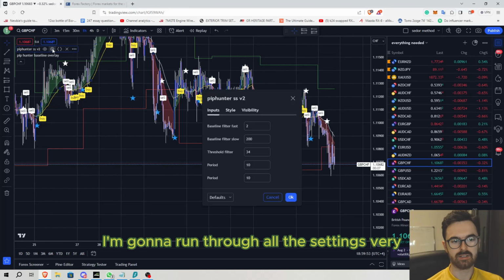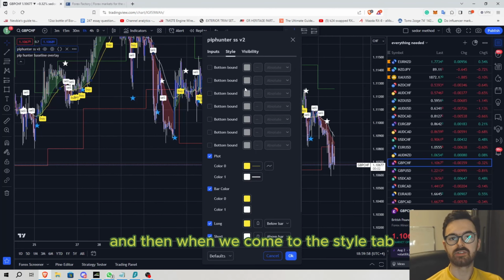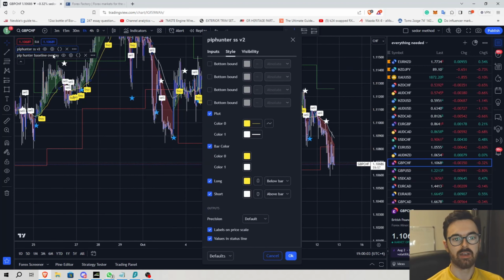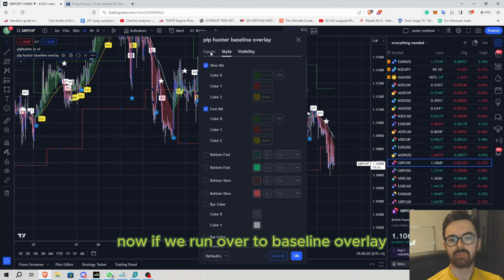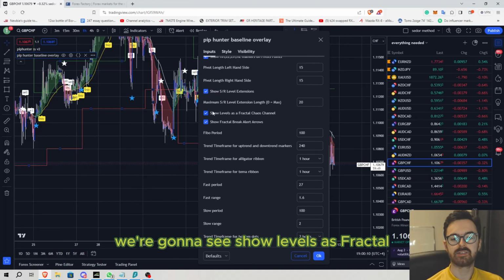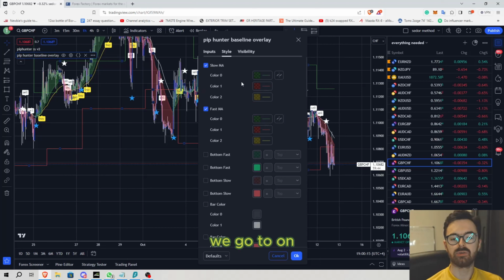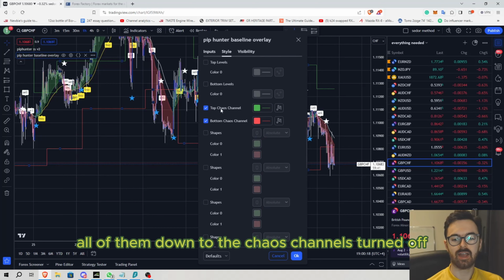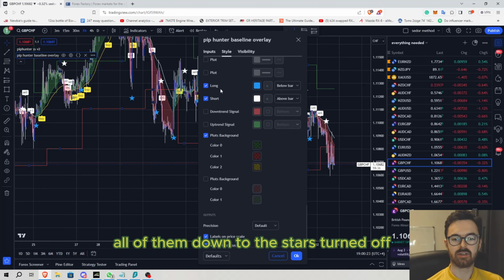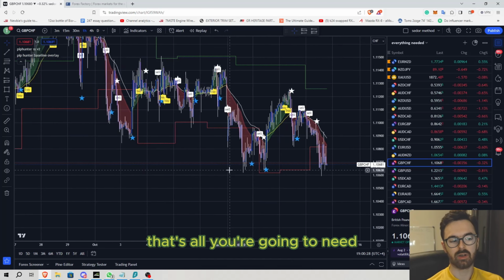I'm going to run through all the settings very quickly. You can see that this is completely default in settings, and then when we come to the Style tab, all we've got is all of these plots turned off and the rest turned on. Now if we run over to Baseline Overlay, you can see that in this box we've got this set to 21. If we scroll all the way down, we're going to see Show Levels as Fractal Chaos Channel turned on. And then in the Style tab, we go to On, all of them down to the Chaos Channels turned off, and then the Chaos Channels turned on. All of them down to the stars turned off, and then the stars turned on, and then this plot right here. And that's all you're going to need.